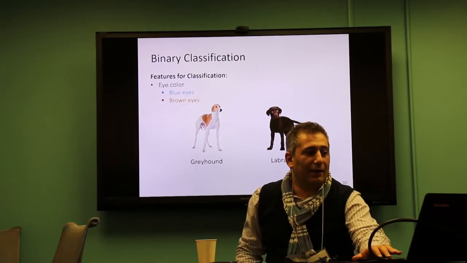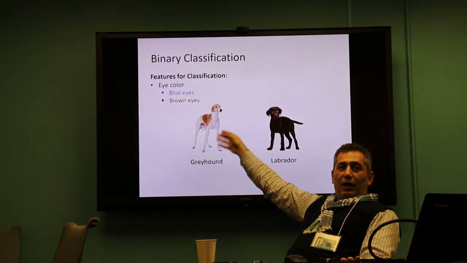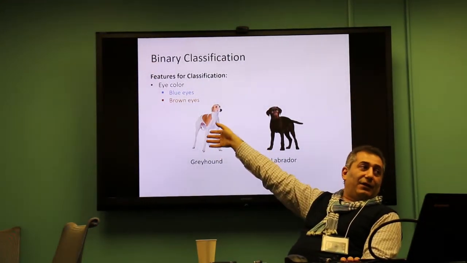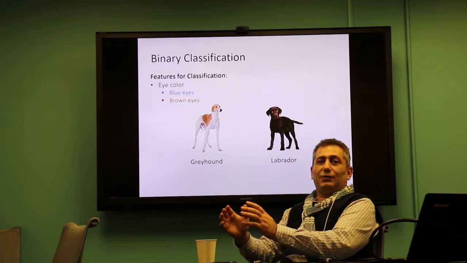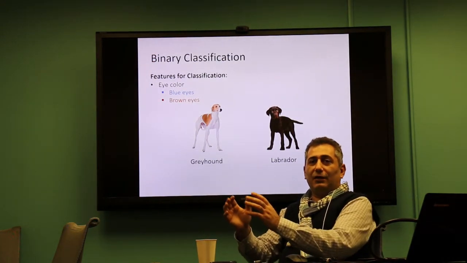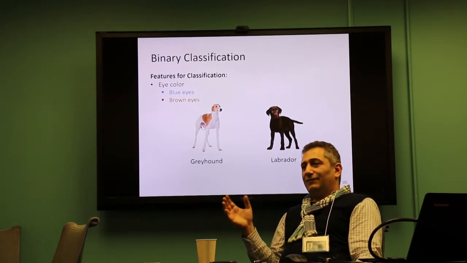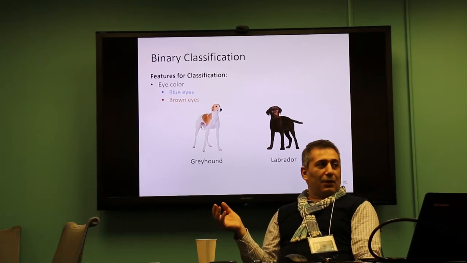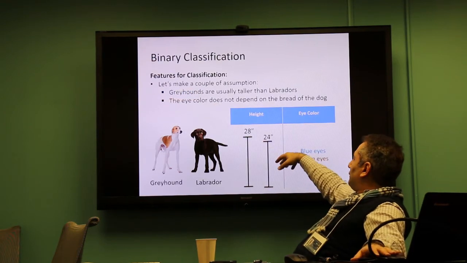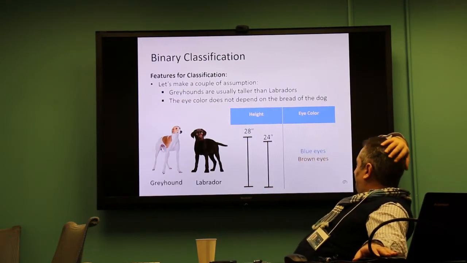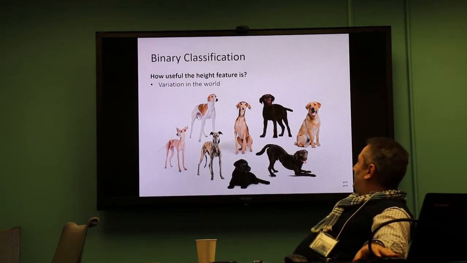And the thing is, with eye color, regardless of the breed of the dog, the chance of finding brown eyes versus blue eyes is 50-50. So if you just look at the eyes and it is brown, you cannot say whether it is a Greyhound or a Labrador. You already know that this feature is useless, because technically it tells us nothing, right? So let's see, technically we have two features, height and eye colors. The other thing is, because we have a different variety of dogs, right?